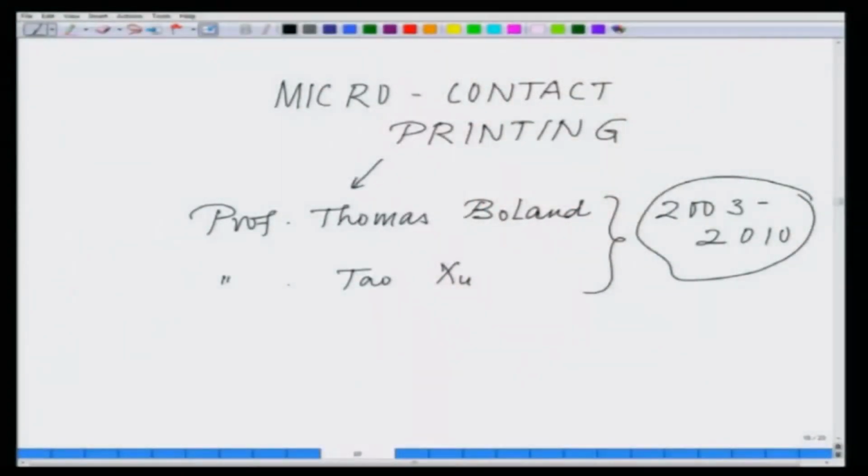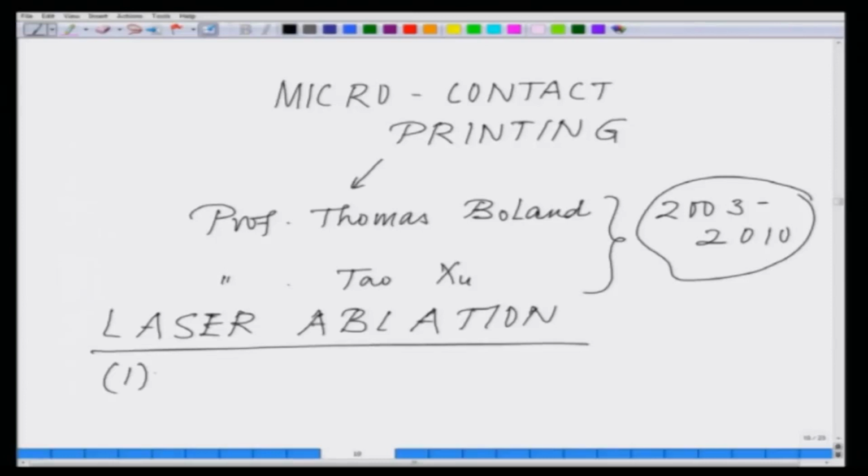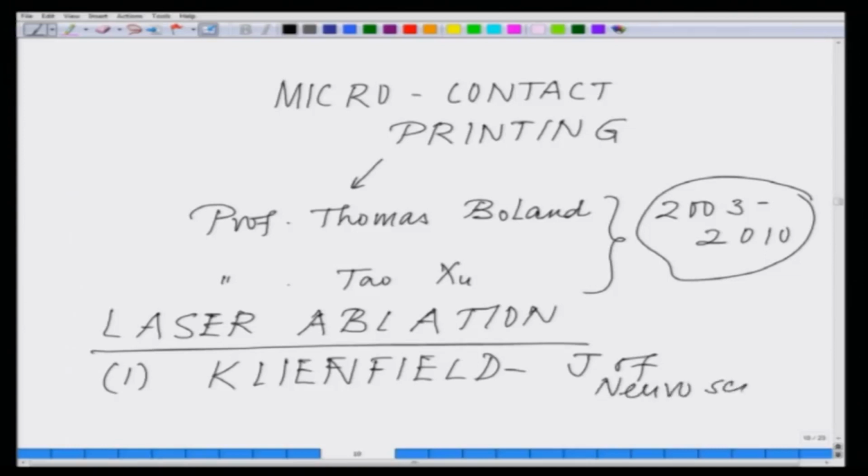For laser ablation and all this work, I expect you to please go through the work of a few people. One will be, one second, one paper by Kleinfeld in the Journal of Neuroscience. It's one of the very old papers, a very seminal paper by Kleinfeld. Then you should go through the work of James J. Hickman. He has done extensive work in that area.